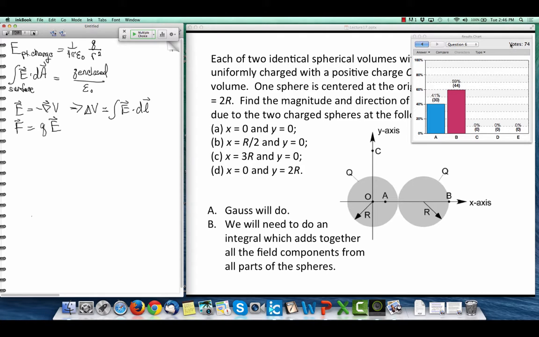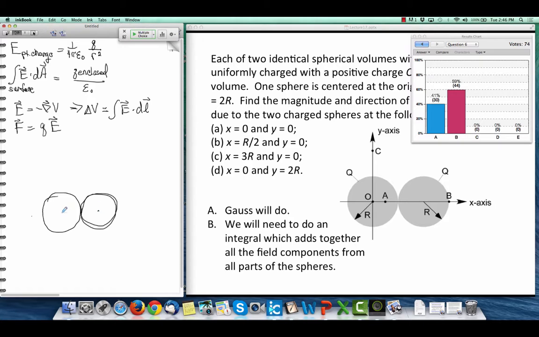So here's what you all answered. The main answer was that we're going to need to integrate. Probably you're thinking that this is a horrible charge distribution, but in fact it's two spheres, each of which is a great charge distribution for Gauss's law. If you just know the field due to each of them, then you can add those vectors together. So the question is finding the field due to each of them at the point of interest, O, A, B, or C.